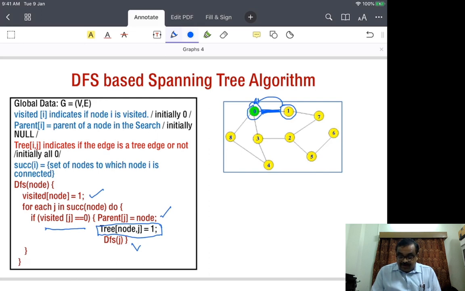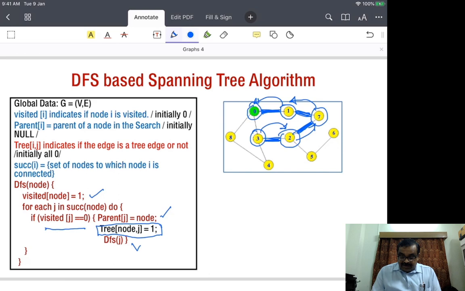Next from here, we mark this node as visited. This is the parent, and this becomes the tree edge. Similarly, from here, this node becomes visited. This is the parent, and this is the tree edge. From here, this node becomes visited. This is the parent, and this is the tree edge.